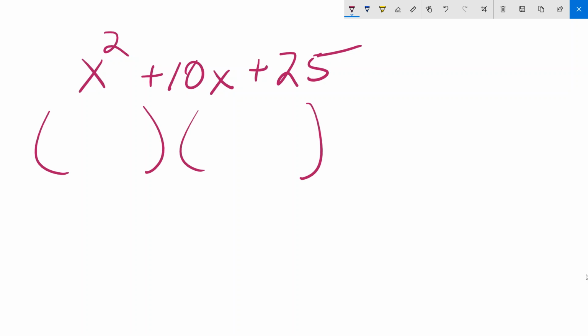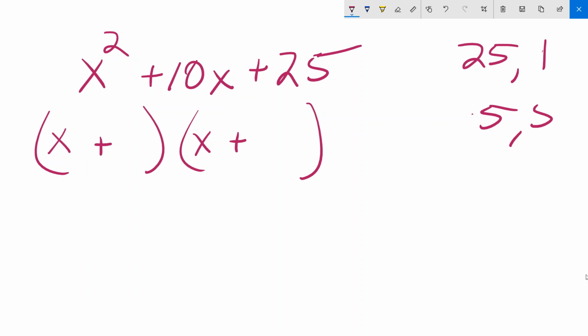Step by step. Separate the x's in the parentheses. They're going to both have to be plus signs. And then factors of 25 that add to 10. Perfect. 5 and 5. Yeah, let's look at the factors of 25 first of all. It's the only ones we have.